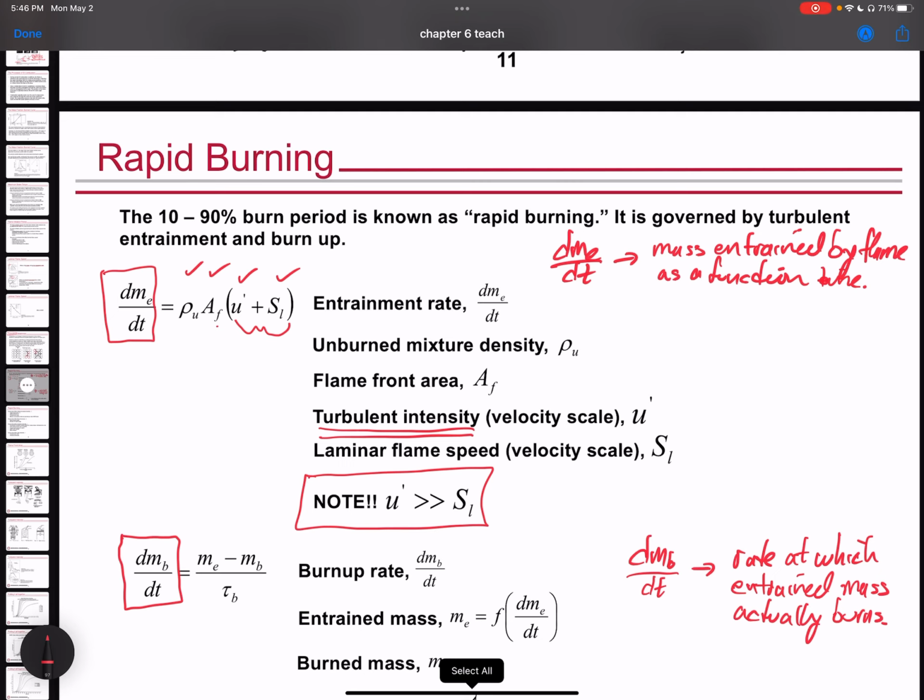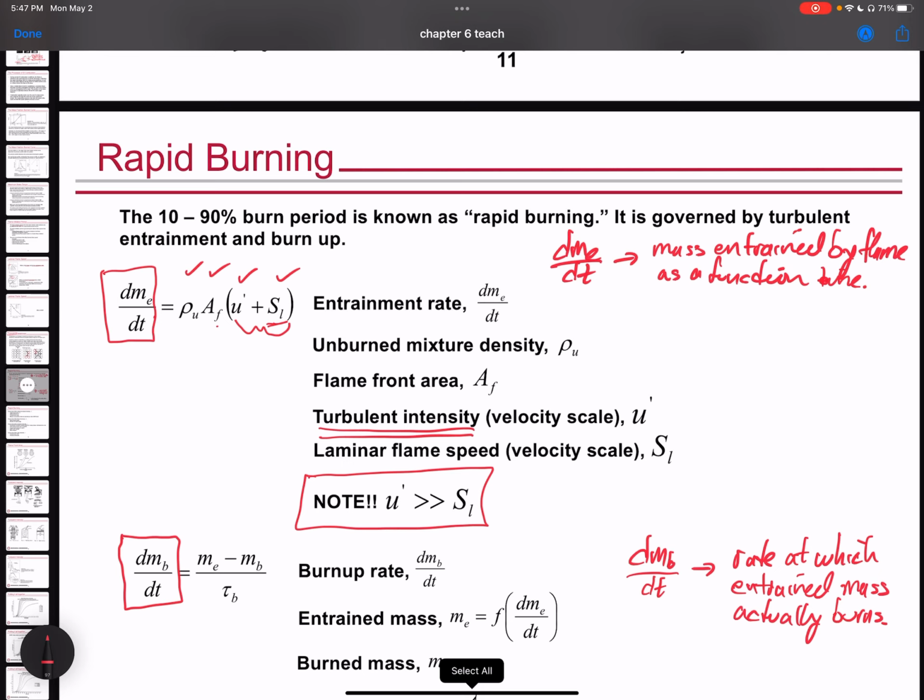Suppose I increase my turbulent intensity. I increase the amount of turbulence that I have in my mixture. I increase the number of those eddies that I have in my fuel-air mixture. That'll increase my entrainment rate. And then finally, of course, if I increase my laminar flame speed, that'll also correspondingly increase my entrainment rate. Okay, now we'll come back to each of these four terms and talk about how specifically these various factors influence the entrainment rate.